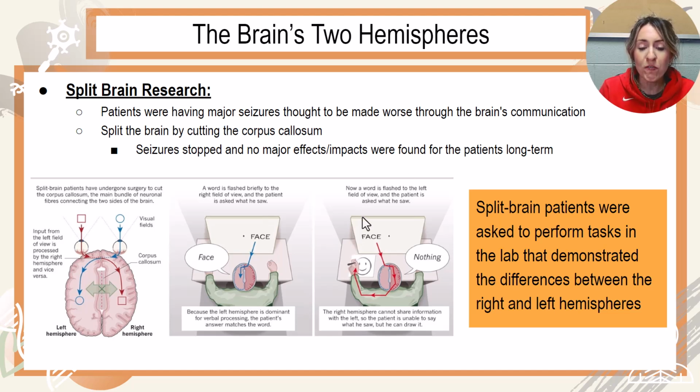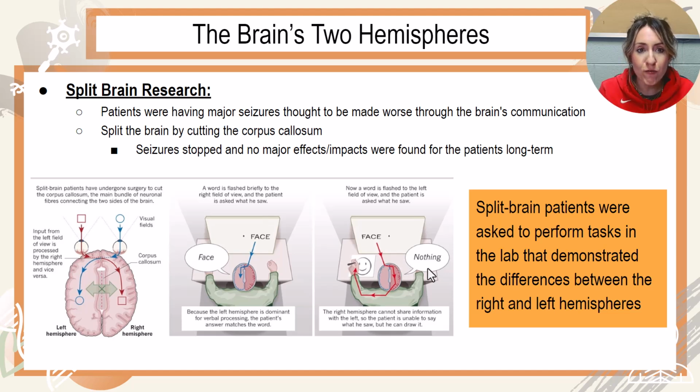However, when we flash the word to the left eye, which goes to the right hemisphere, the patient said, I don't see anything. And we're like, what do you mean you don't see anything? It's right there. But they couldn't. They said, I don't see anything. But then if you ask them to draw what they saw with that hand, with the same eye, so the left hand, they were able to draw the face. This is wild, right? Because they said they didn't see anything.